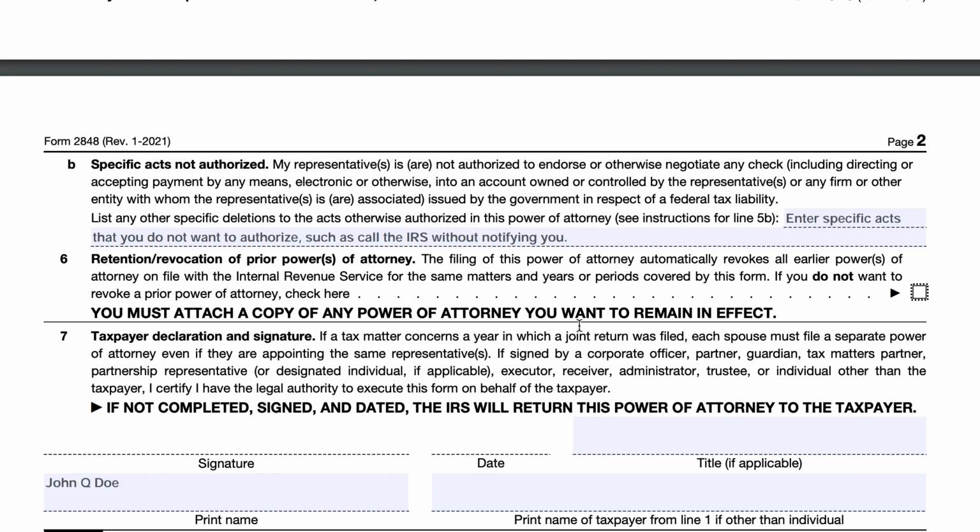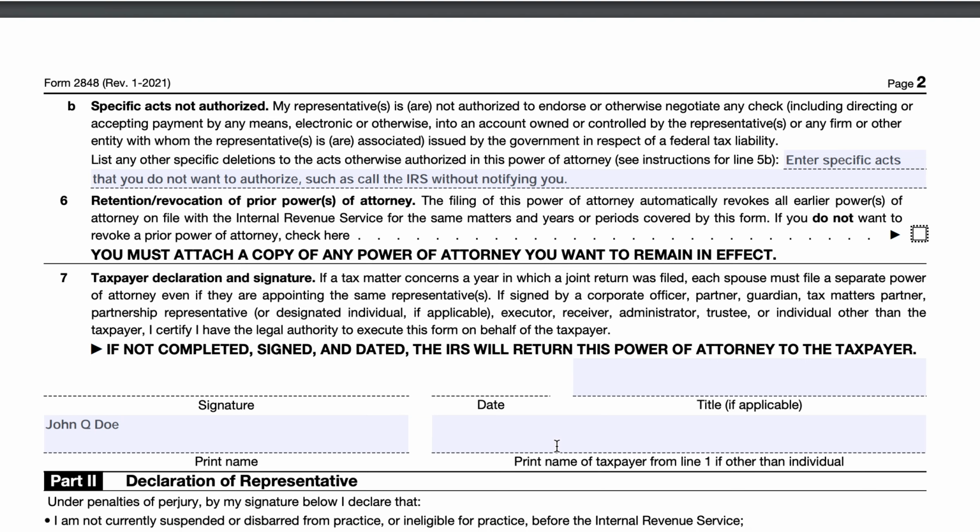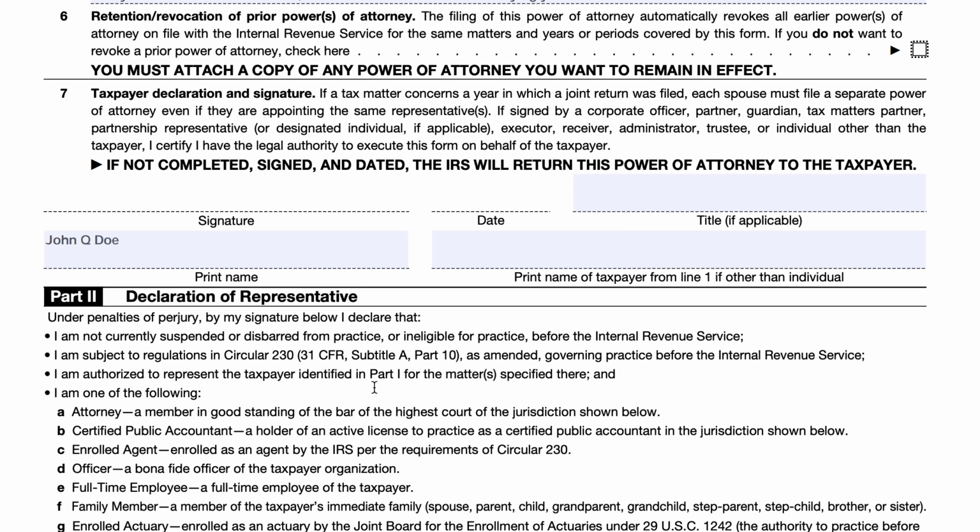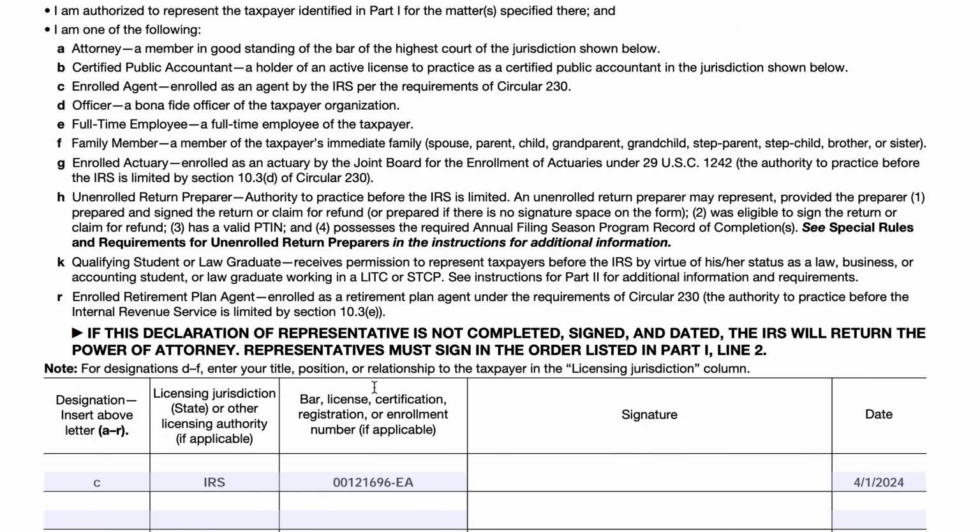So in line 7, in this case, John Doe, he's printed his name. He would sign in the white space and date it above. If he was doing this with a company, he would have his title. If there's a different name than the individual on line 1, you would print that name, if it wasn't John Doe. And that's the taxpayer's responsibility here. So in part 2, we'll go over it a little bit more.